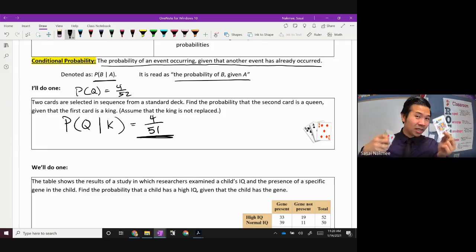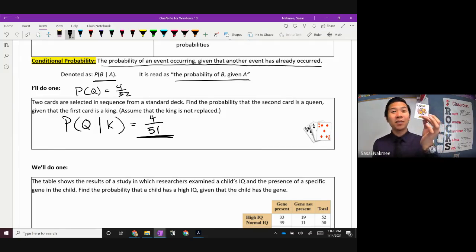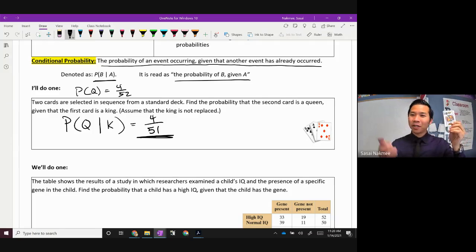So that condition has been changed now, right? I'm sorry, the probability has been changed because of this initial condition. You drew out this king, there's only 51 cards left. Now you have a chance of a queen that's coming out to be out of 51 instead of the total 52. So that's how conditional probability works. You take into account, am I putting that king back? If I put the king back, then yeah, it's out of 52 still. But if I don't put the king back, then it's now out of 51, right?